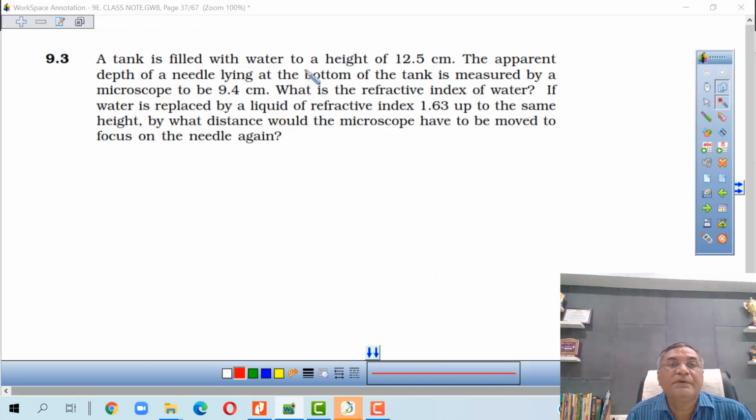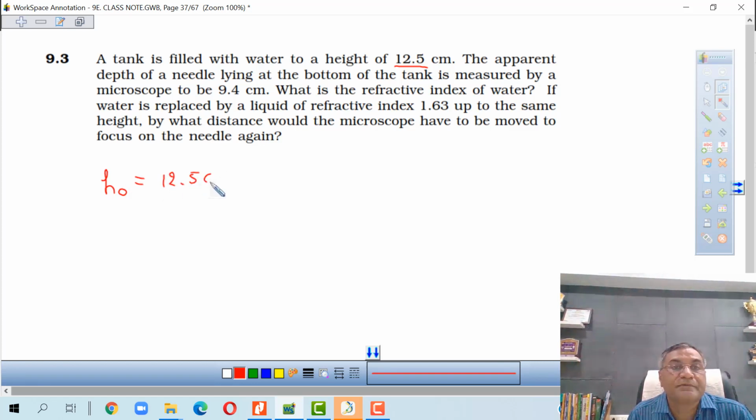A tank is filled with water of height this much. So this is your depth. So you can say HO is 12.5 centimeter. The apparent depth of the needle lying at the bottom of the tank is measured by the microscope to be 9.4.